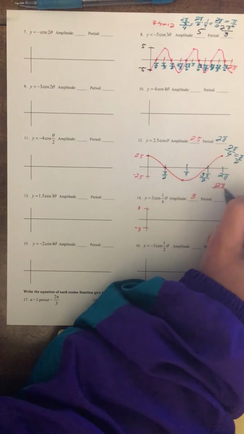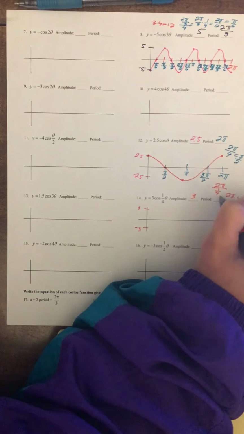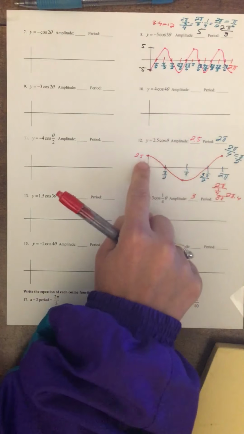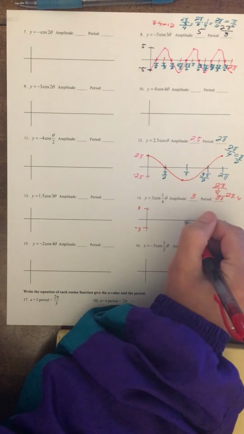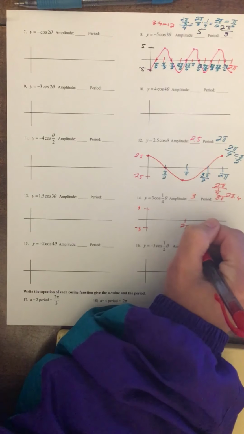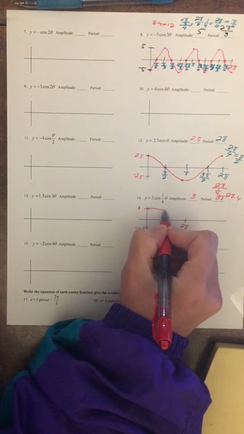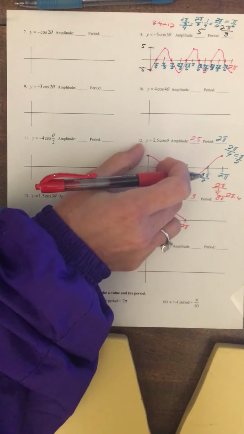So 2 pi divided by 1/4 is really 2 pi times 4, which is 8 pi. So that means it would take us a whole 8 pi to get there. But remember, we're only graphing from 0 to 2 pi. So all we would have to graph is just that 1/4 of it.